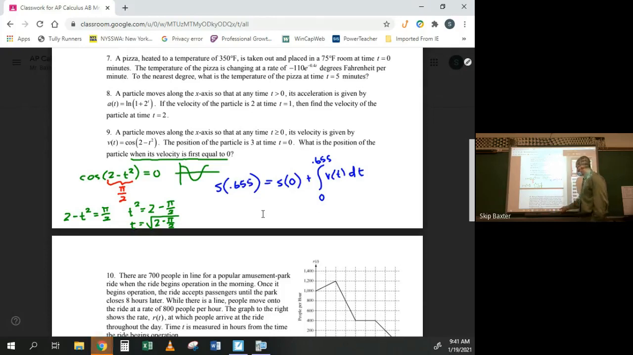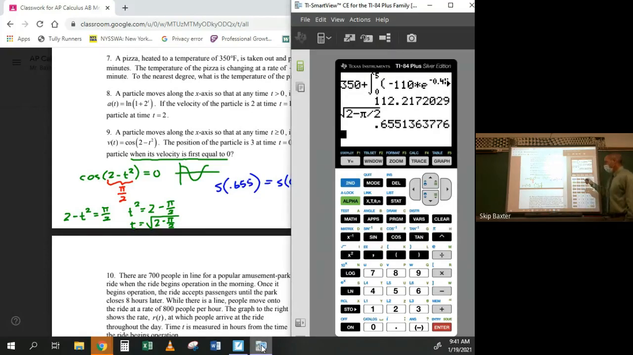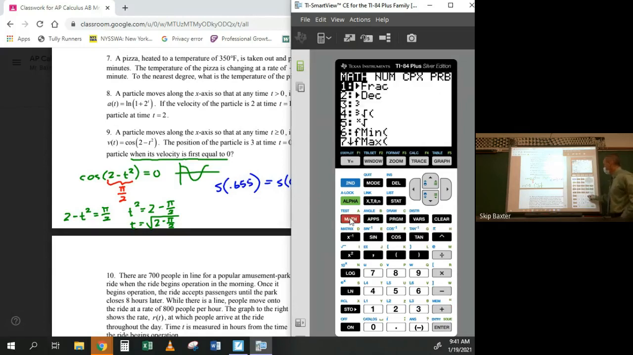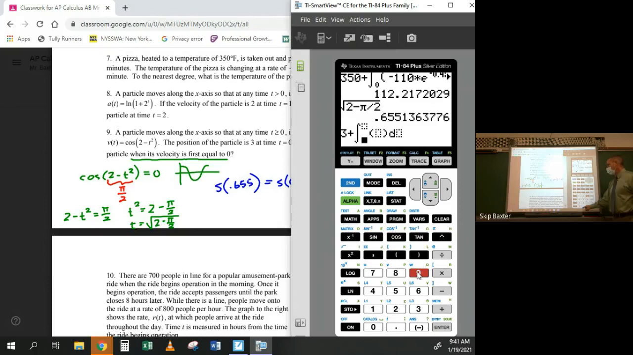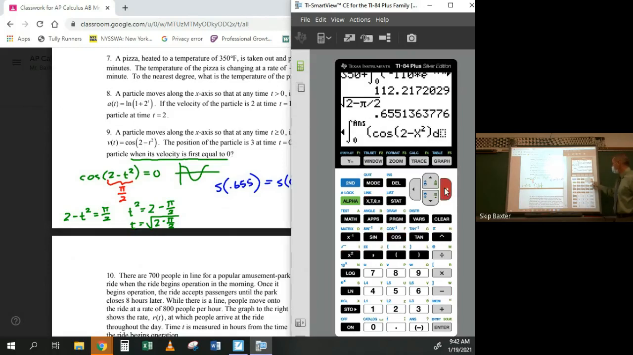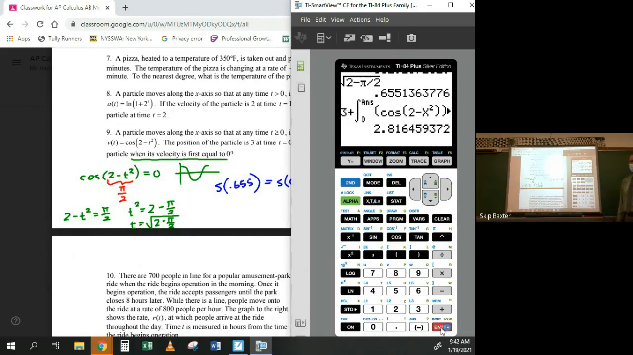Okay, so the position of the particle is 3 at 0. So it's going to be 3 plus the integral from 0 to, now I don't have to retype this over again, I can just do answer, previous results. I don't have to round it too soon. And then the velocity function, which is cosine of 2 minus t squared, dt. Okay. So that's the answer, 2.816.